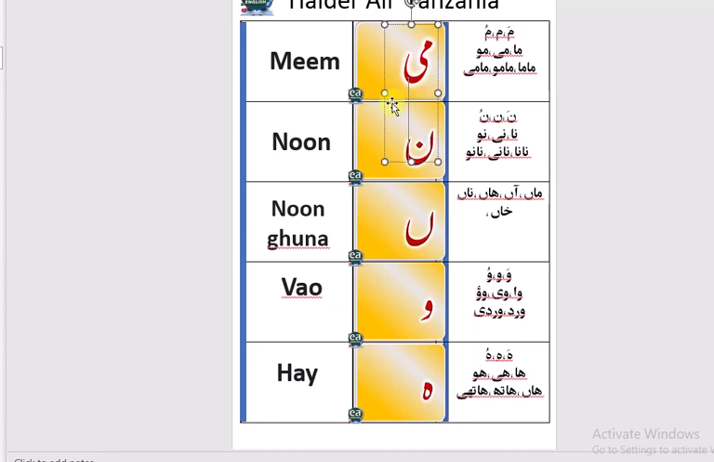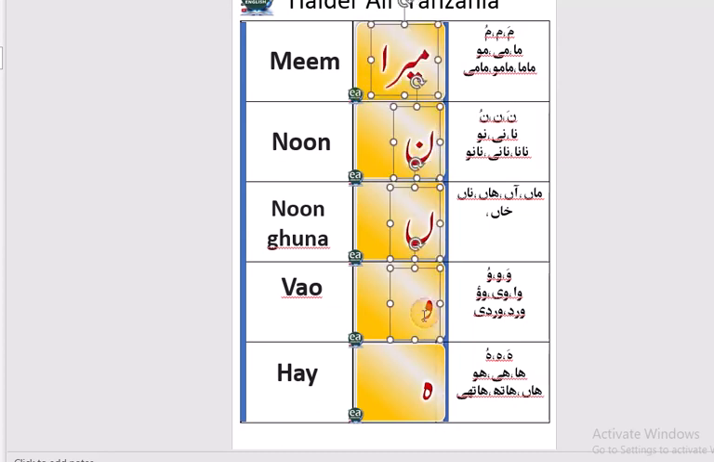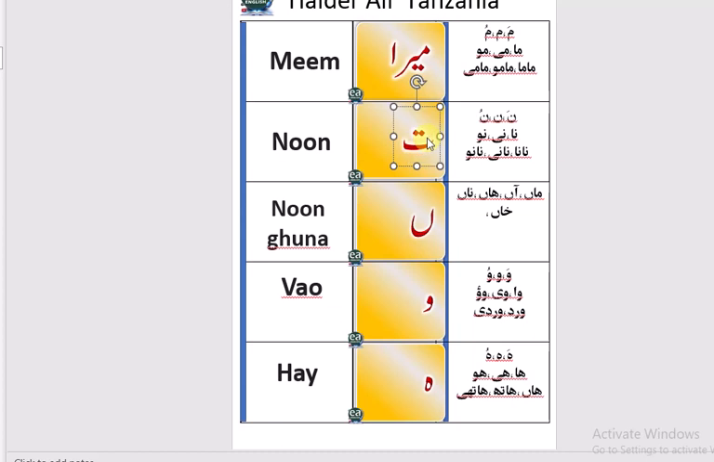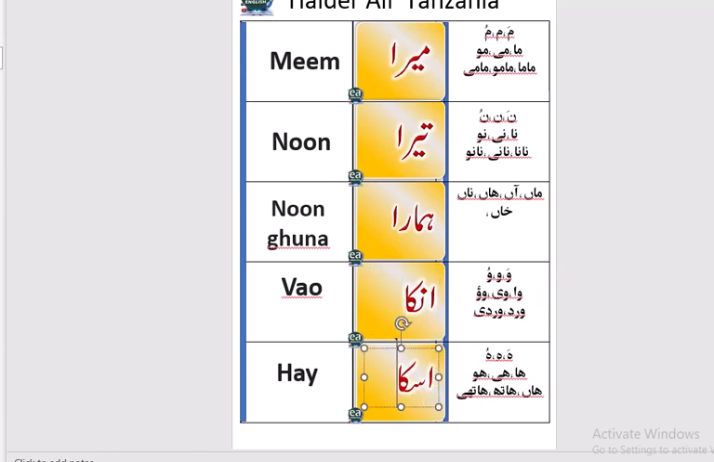Okay. Mera means? Mera means my. Tumhara? Your. And another word for tumhara, we use tera also. Mera, mine, tera, tumhara. Hamara. Another word for what? For mera, me. Okay. Hamara means our. Yeah, you're right. Intelligent boy.